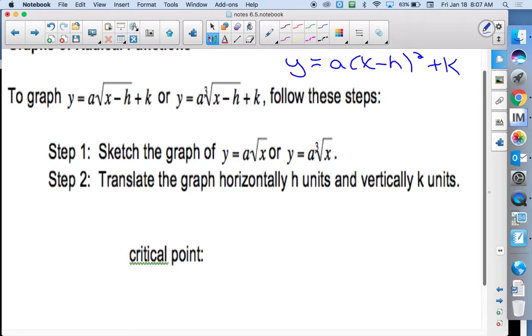So it says, first, sketch the graph of y equals a square root of x, or y equals a cube root of x. We won't necessarily do that. We're going to think about what the graph will have and what it'll change, but we won't necessarily sketch that graph. The second part says, translate the graph horizontally h units. That means h moves the graph left or right. That's the number that's in the parentheses when we had x squared, or underneath the square root or the cube root. So h moves the graph either to the left or to the right. And then it says vertically by k units. Well, k moves the graph up or down.